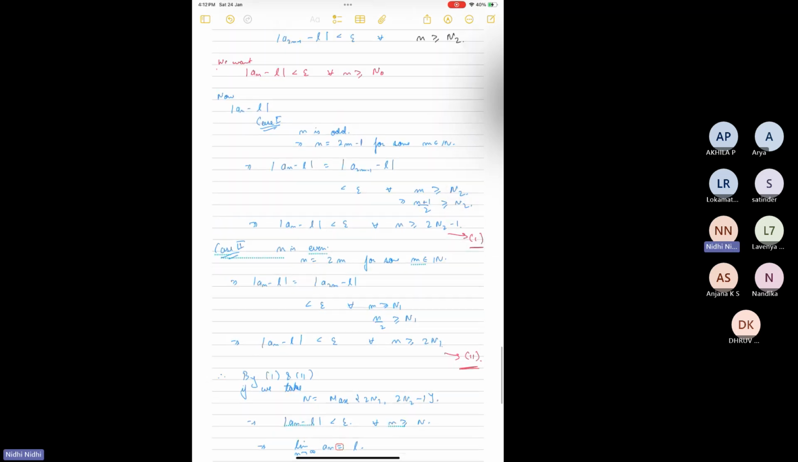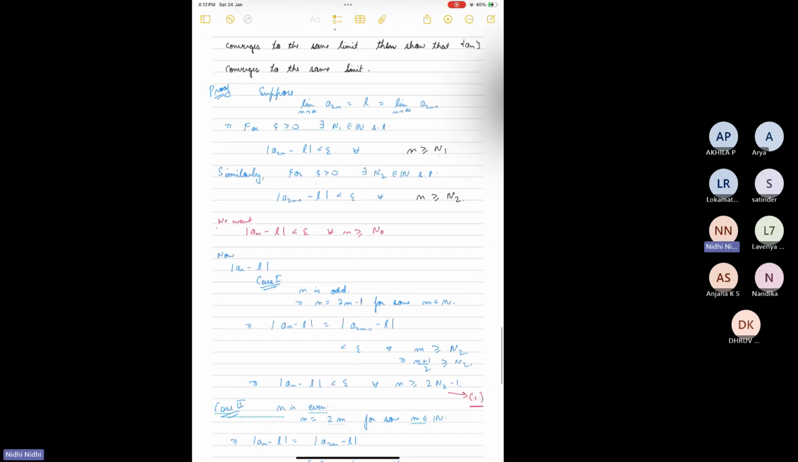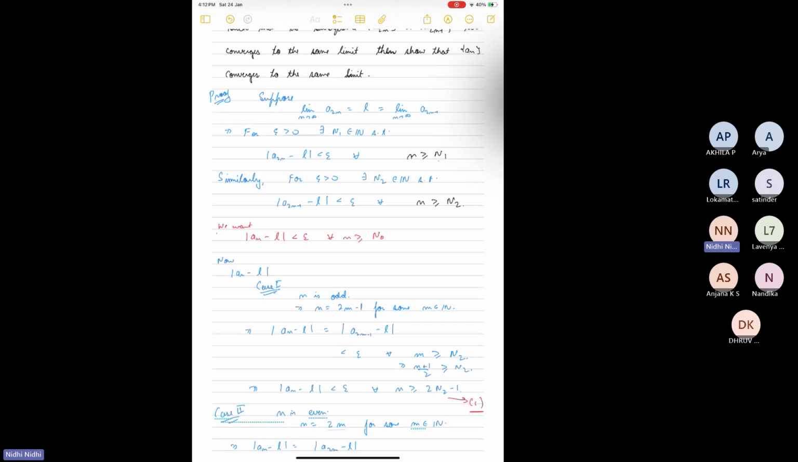I hope this is clear. I got confused somewhere in the subsequences case. Yeah, I hope this is clear now.